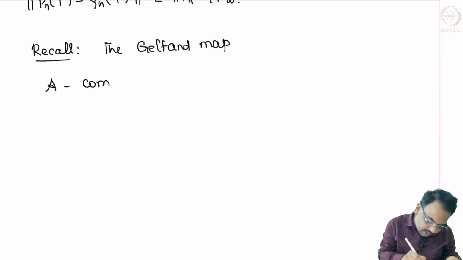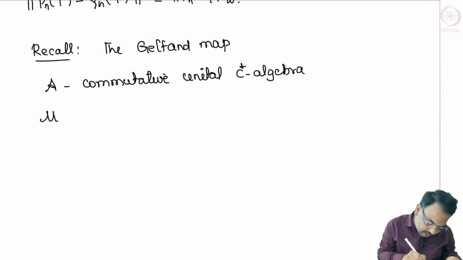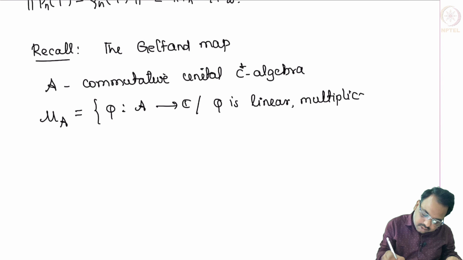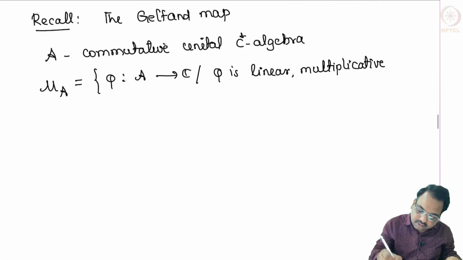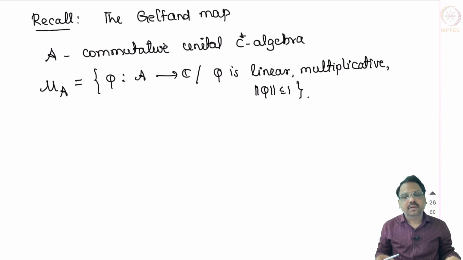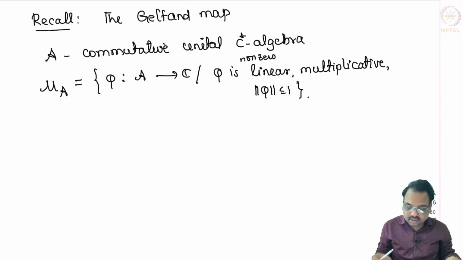If A is a commutative unital C-star algebra, and M_A is the set of all functionals φ from A into C, where φ is linear, multiplicative, and the norm of φ is less than or equal to 1. Of course, we can show that the norm is less than or equal to 1 all the time. You have to assume that φ is non-zero, a linear multiplicative map with this property. This is the maximal ideal space of A.